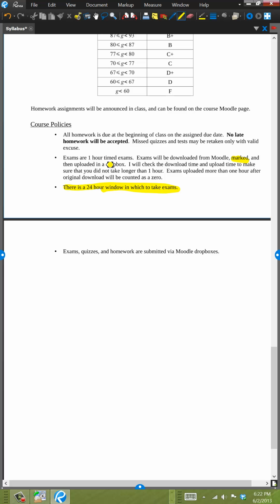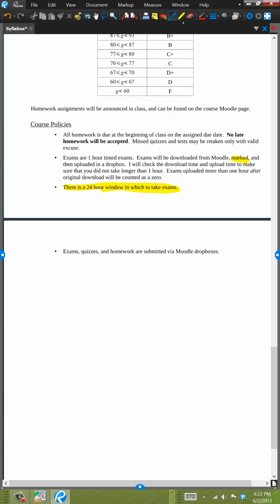So in class, if I were running an in-person section, I would give you 50 minutes for each exam. I'm giving you an extra 10 minutes to facilitate scanning your exam and uploading it. If you take more than 1 hour after you originally download the file, I'll count the exam as a 0. That's that. And down here I just said exams, quizzes, and homeworks are submitted via Moodle to Dropboxes.